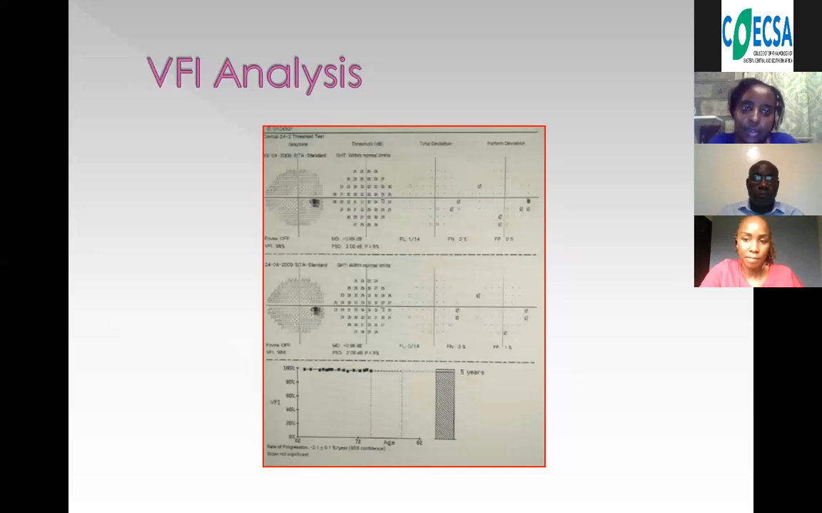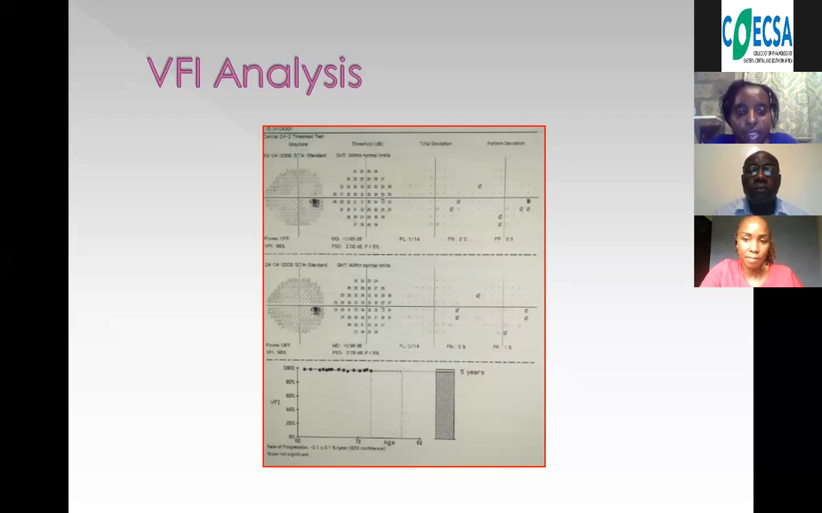This one shows a field analysis, and at the bottom there, it gives values in percentages. It's good. The visual field index includes even the center of the field, which mean deviation may sometimes not include. And it starts from when the patient started doing the fields and continues throughout.